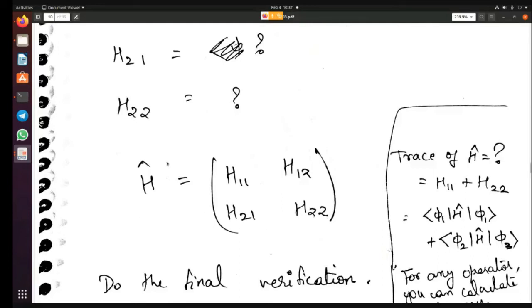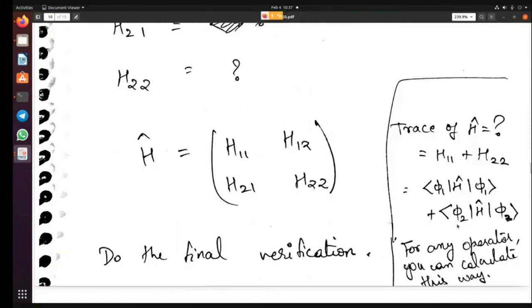Now, if someone asks you to find the trace of this matrix or trace of the operator, how will you do it? You just have to add up the diagonal terms. The diagonal terms are H11 and H22. So just add them up. That will give you the trace of the matrix. If you write it in terms of the expectation value, then H11 is the expectation value of H for phi1 and H22 is the expectation value of H for phi2. This is how you can get the trace of the matrix. Is this clear? Let me know if you have any other questions, otherwise I'll proceed to the next problem.